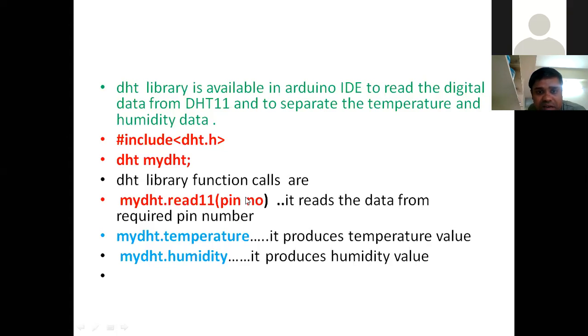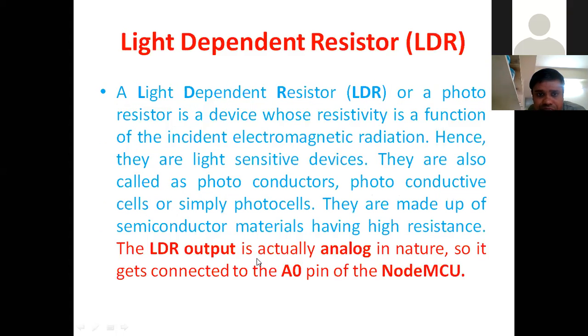That must be digital only. myDHT.read11: if the DHT11 sensor is connected to D2, we put D2. It will read the data from D2 and store it in some temporary variable. Okay. After that, there is another function call. myDHT.temperature will give the temperature value. myDHT.humidity will give the humidity value.